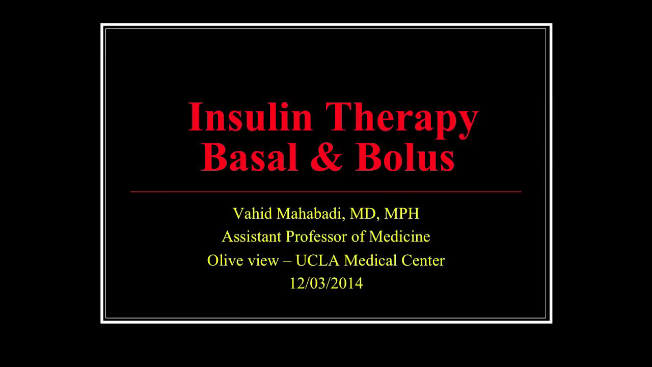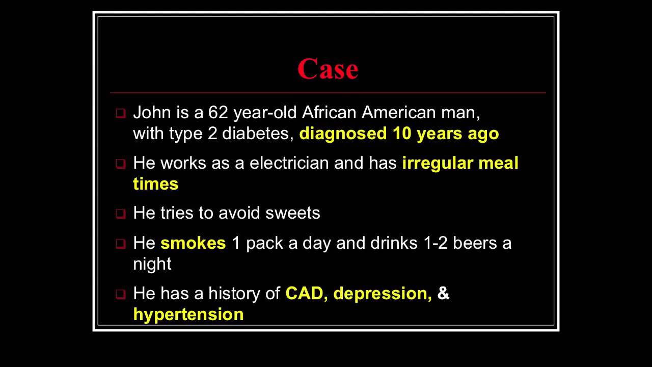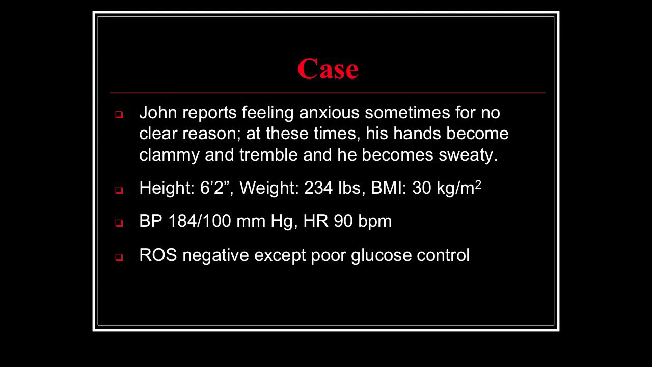Okay. Hello again. I will present this case about November 7 in Phoenix, Arizona. This is actually a review of everything so far. John is a 62-year-old African-American gentleman who has been diagnosed with type 2 diabetes for about 10 years and has irregular mealtime, smokes, and also has comorbidities such as CAD, depression, and hypertension.